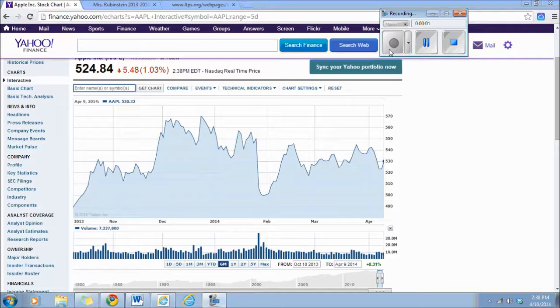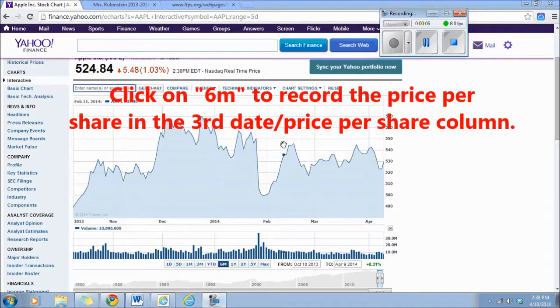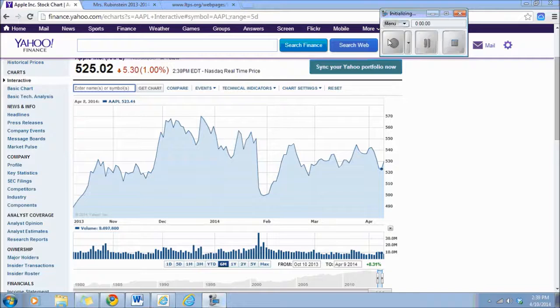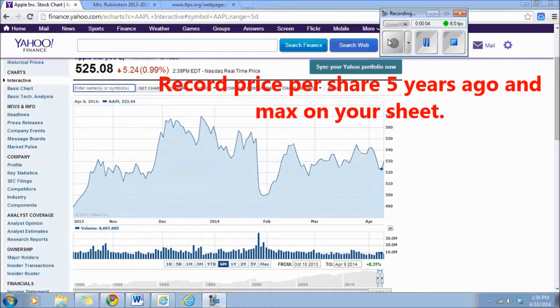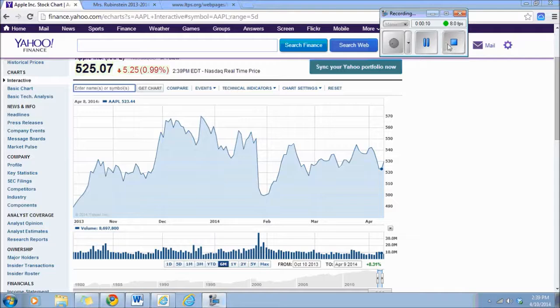Next, I'd like you to examine what the price per share was 6 months ago. So in the third spot for date and price, I'd like you to put the date and what the price per share was at that particular time. I'd like you to continue recording what the price per share was 5 years ago, and then write down what it was under max in each of the columns.